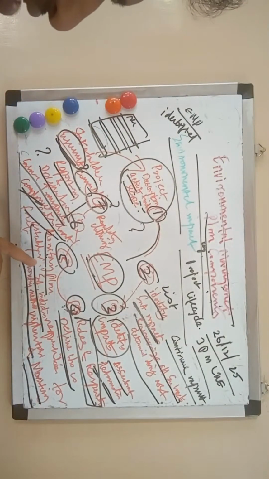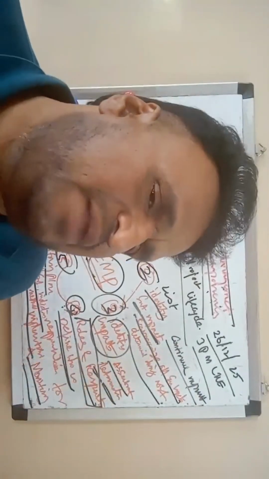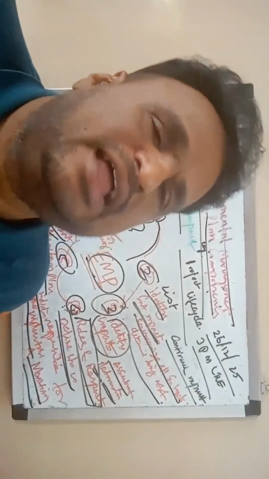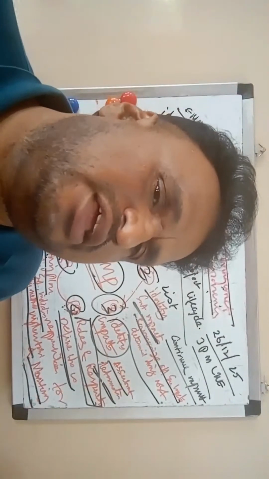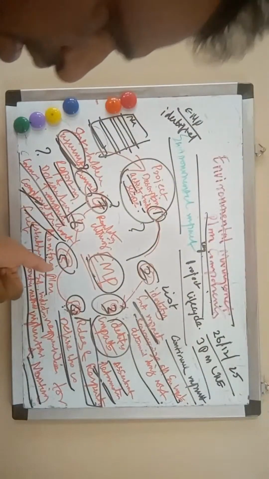Then fifth one is monitoring plan. Air pollution means who is monitoring. Then land pollution means who is monitoring. Soil pollution means who is monitoring. Then waste management, who is monitoring. Hazardous waste management, who is monitoring. So this monitoring plan must be there.